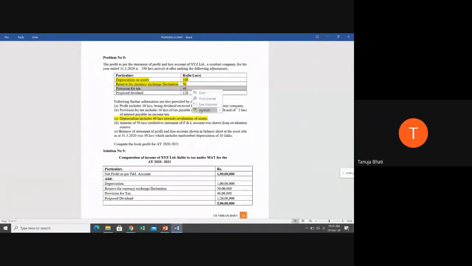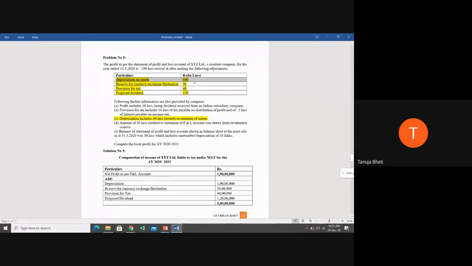Add. Very good. Next, proposed dividend. Are you going to add this item to the net profit to arrive at the book profit, or are you going to ignore this? Yes, students? Add, ma'am. Very good. You're going to add this. First, all additions are completed. Next, what are you going to minus?